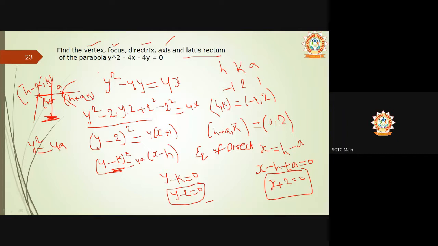Now latus rectum. Find the length of the latus rectum. So the length of latus rectum is mod 4a. What is a? That is 1. Or you can just take the coefficient of this term. This is x plus 1. So the length of latus rectum will come to 4, right? Say yes or no?